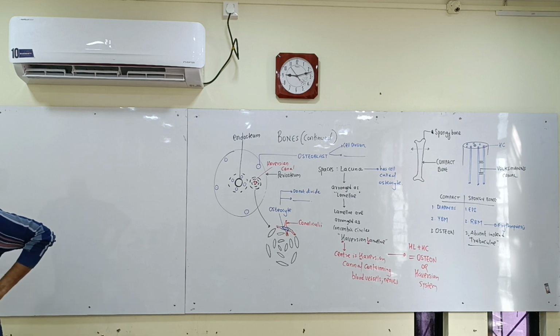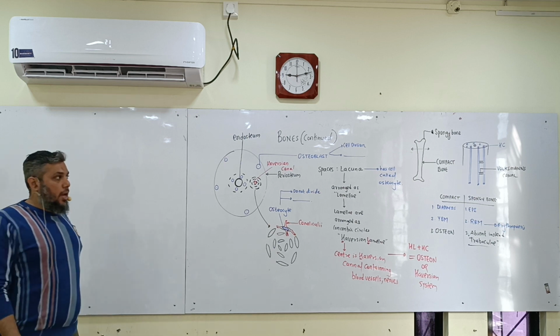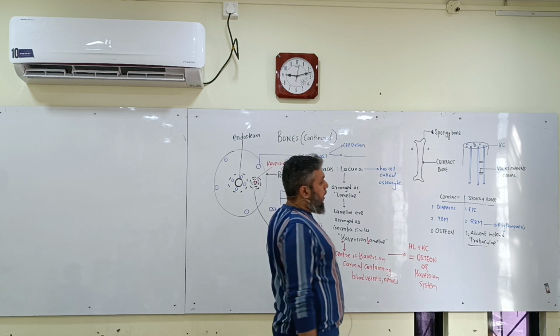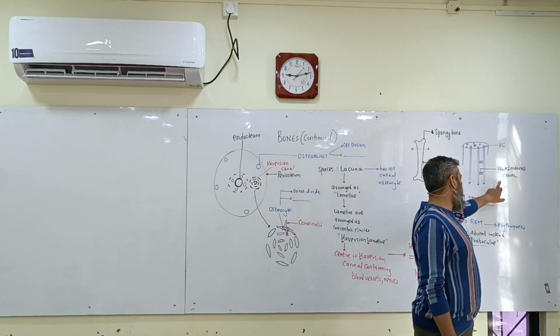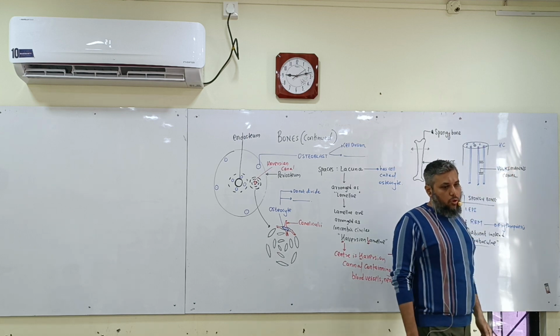Now, in the center of the lamellae, there is a Haversian canal. The Haversian canal contains blood vessels and nerves. And the two Haversian canals are interconnected by horizontal canals which are called the Volkmann's canals. And then I told you the difference between compact bone and spongy bone.